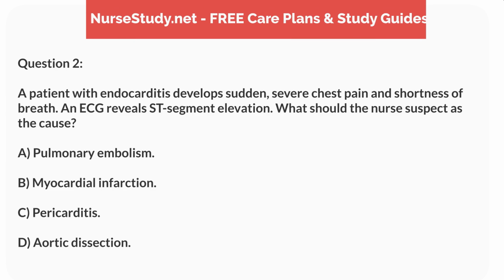Question 2. A patient with endocarditis develops sudden, severe chest pain and shortness of breath. An ECG reveals ST segment elevation. What should the nurse suspect as the cause? A. Pulmonary embolism. B. Myocardial infarction. C. Pericarditis. D. Aortic dissection.